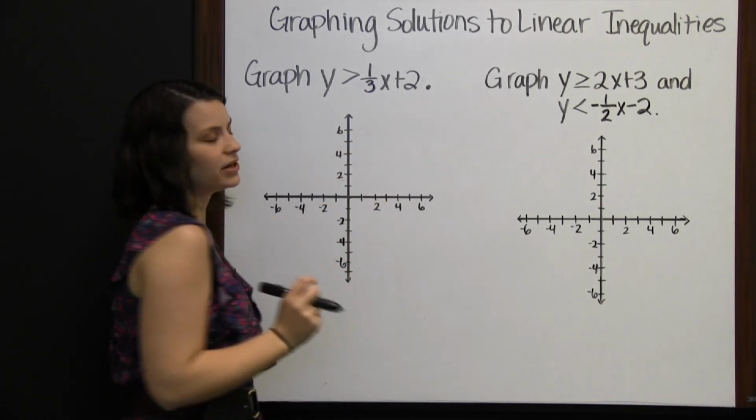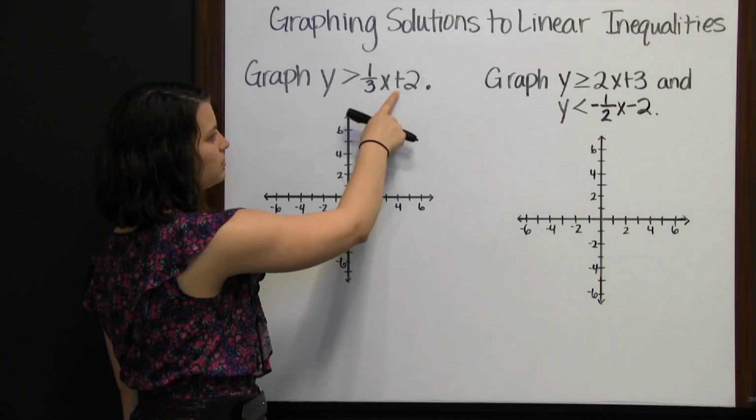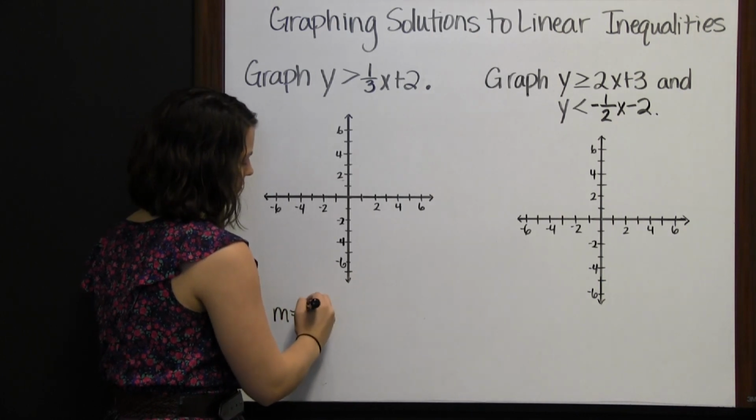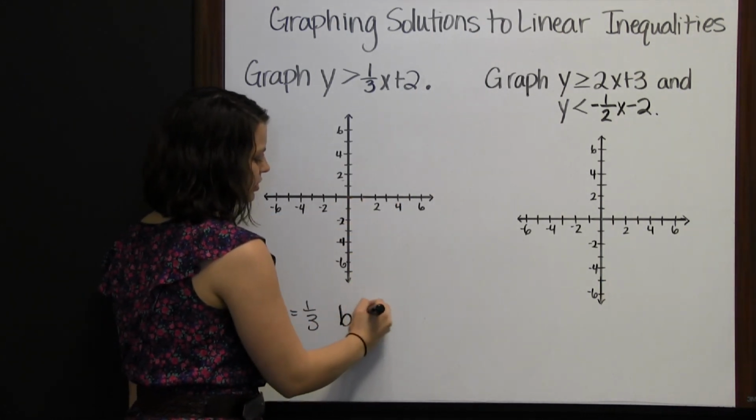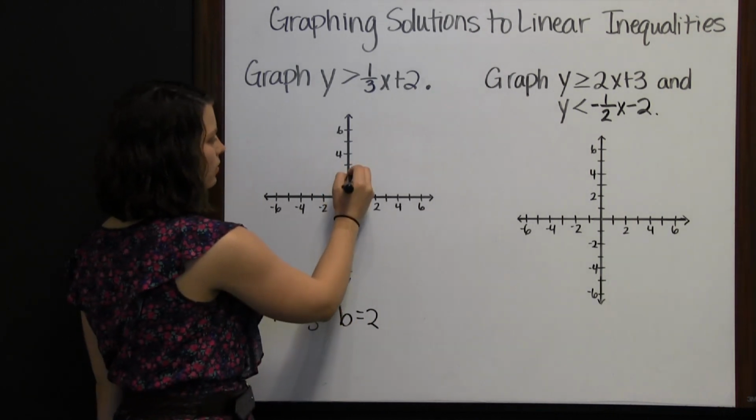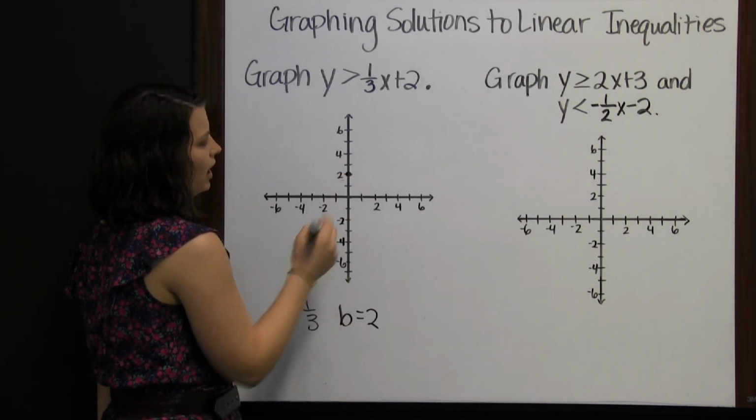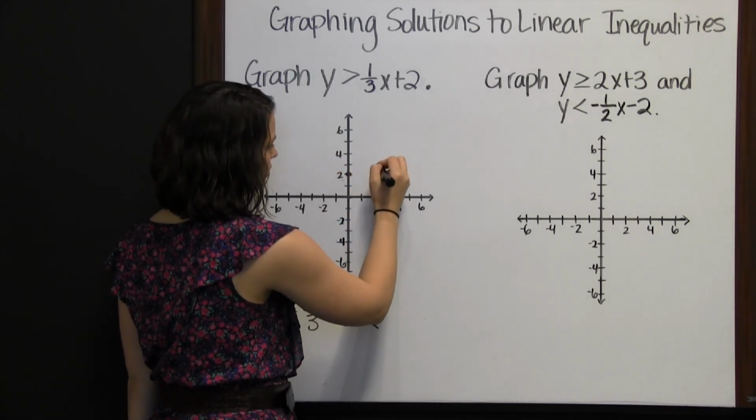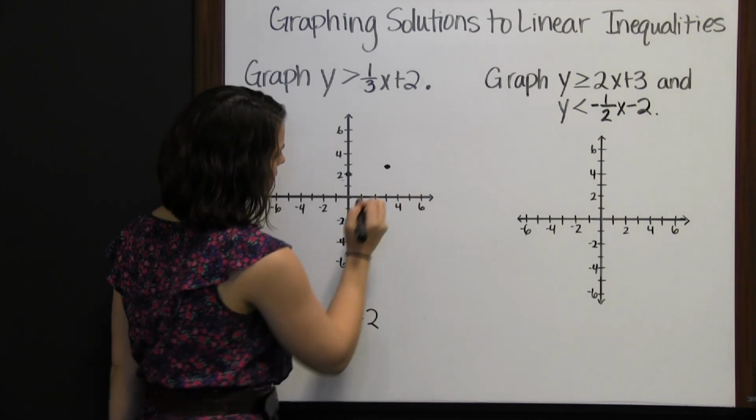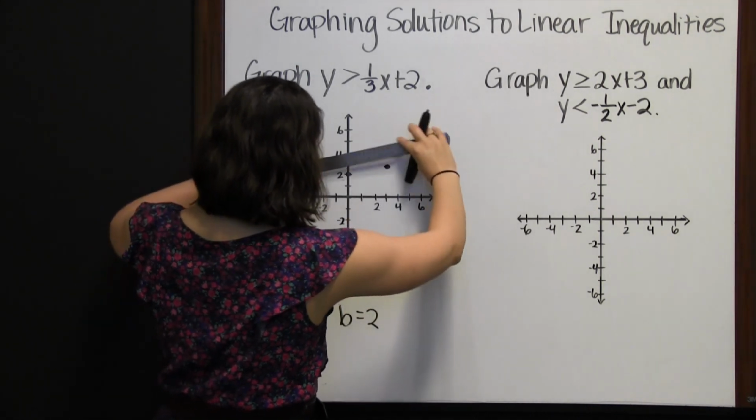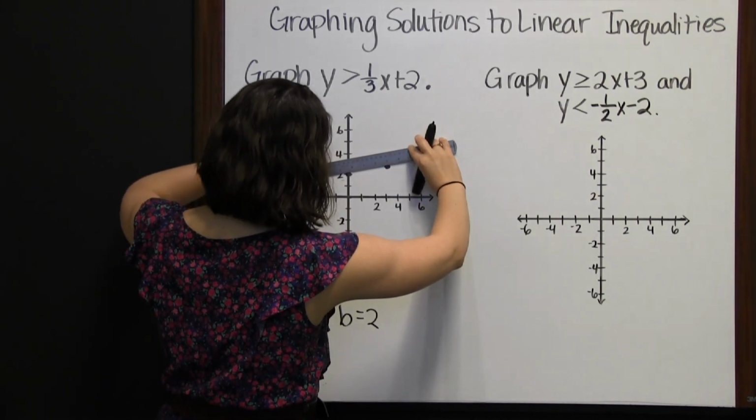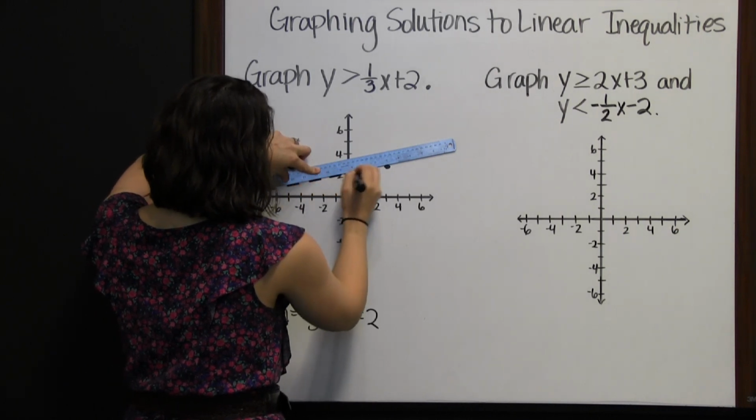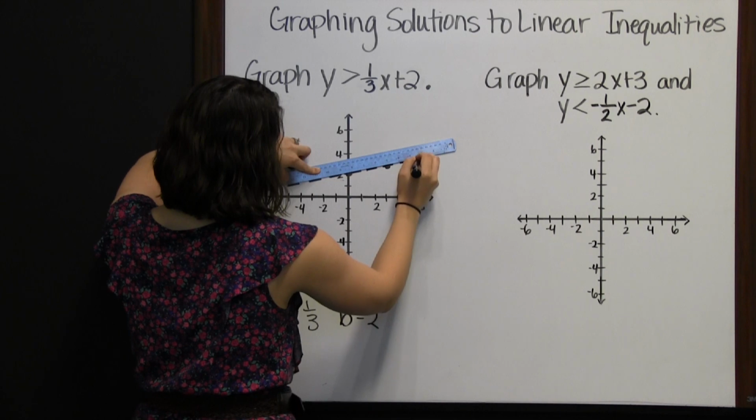This is in slope-intercept form. Y equals mx plus b. So our slope is 1/3. And our y-intercept is 2. So we're going to start with our y-intercept at 2. And then use our slope to find our next point. Rise 1, run 1, 2, 3. And then we'll draw our dashed line, connecting our 2 points.